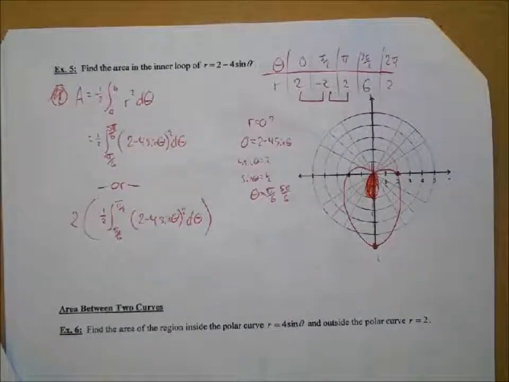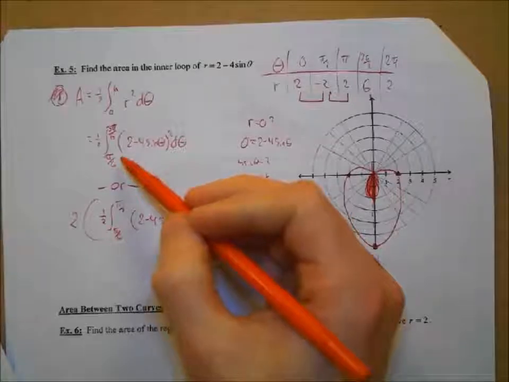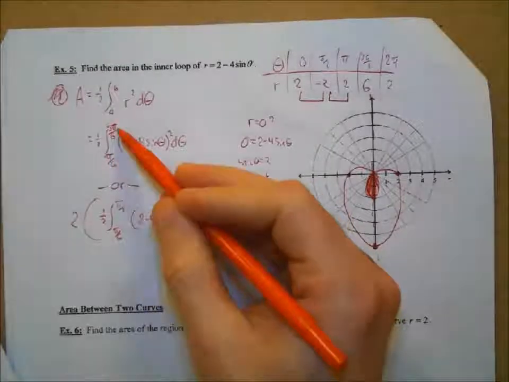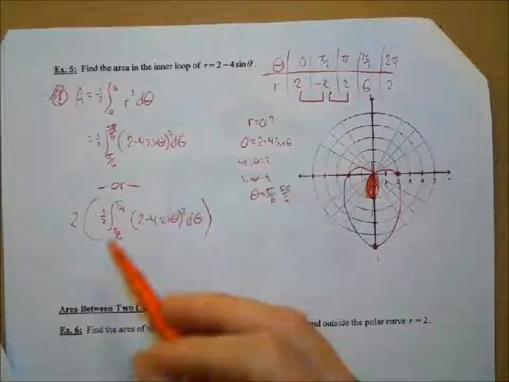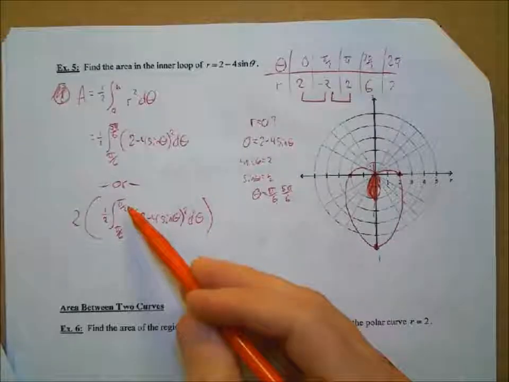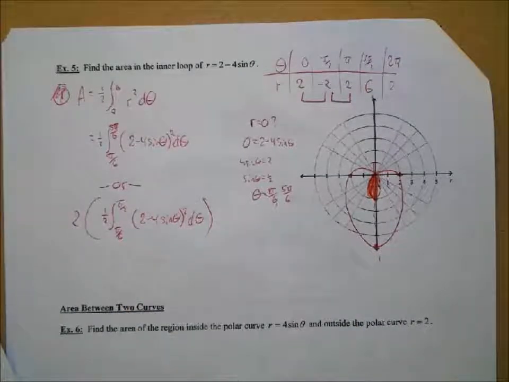Okay. So you can do the full limits of integration here, pi over 6 to 5 pi over 6. That'll give you the full loop. Or you can do half the loop, pi over 6 to pi over 2, and then just double it using symmetry there. Yes? Do you have to graph it and then say equal to 0, or can you just say r equal to 0 from the start?